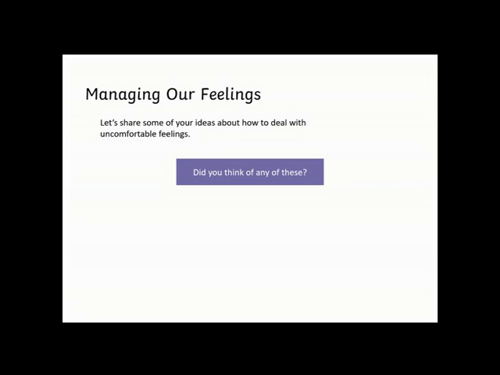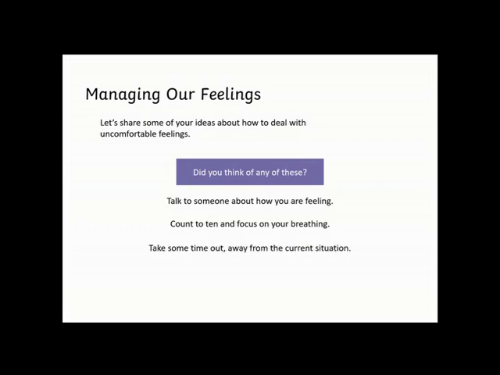Did you think of any of these? Talk to someone about how you're feeling. Count to 10 and focus on your breathing. Take some time out away from the current situation. Write your feelings down. Listen to music or spend time with a pet.